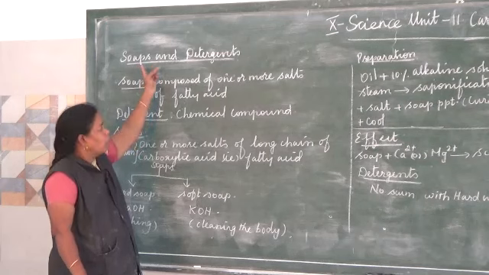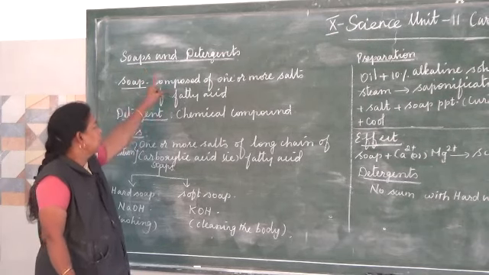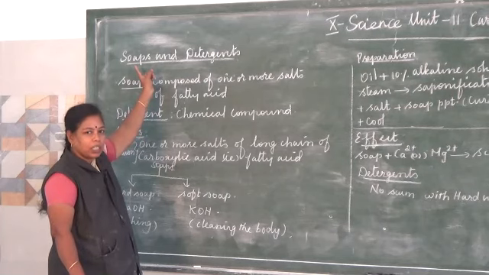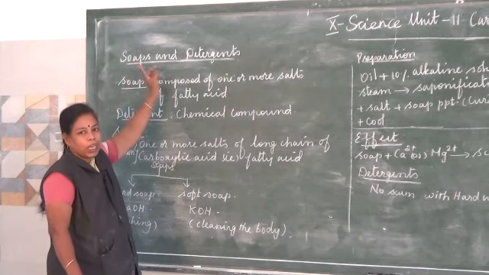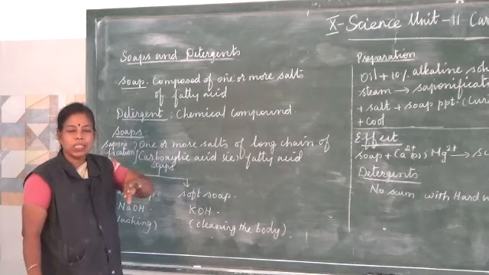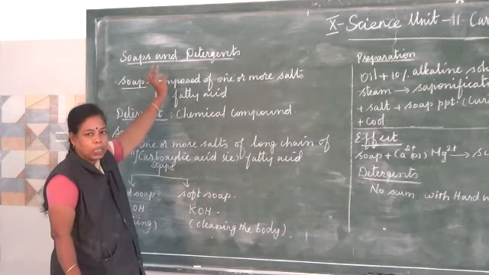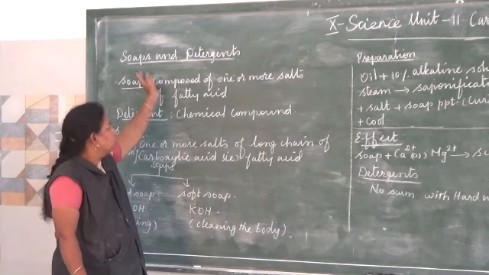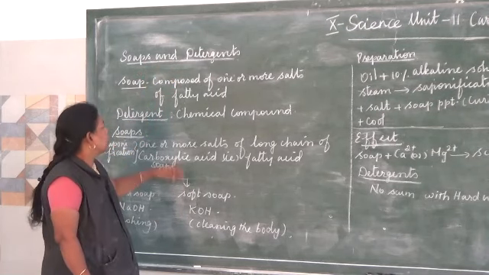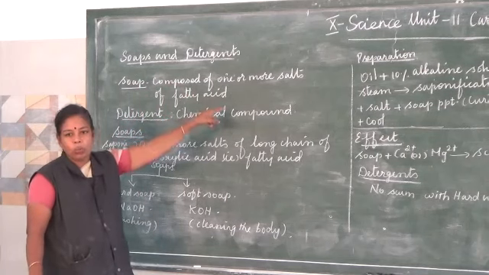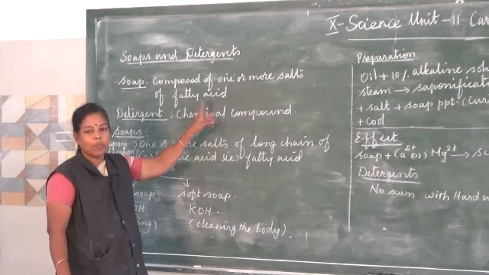While we are using soap for cleaning dirt, one chemical molecule, a surfactant, will be there in the soap that will break the surface tension of water. So soaps are used for cleaning, removing the dirt and stain from the clothes. And what is soap? Soap is composed of one or more salts of a fatty acid.